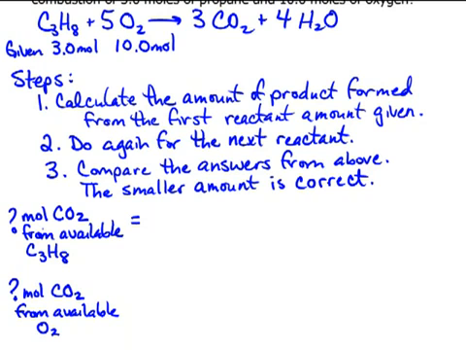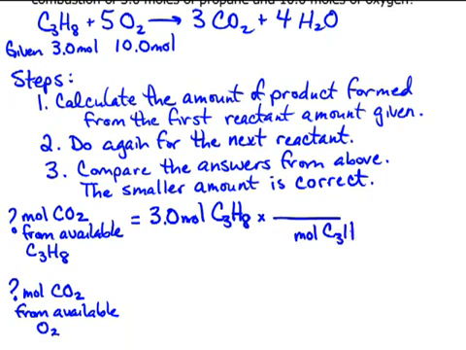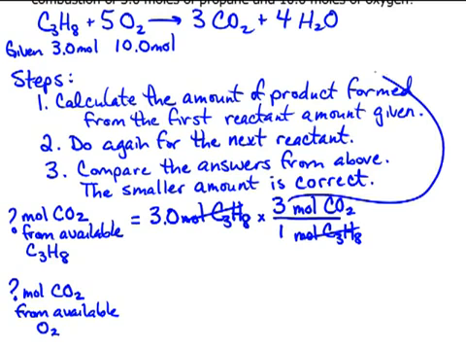From the available C3H8, the available amount is 3.0 moles of the propane. Now I need to convert it from moles of propane to moles of CO2. I do that by the mol-mol ratio. Put the moles of C3H8 on the bottom so it divides out, and the moles of what I want on the top. The numbers still need to go in there. I get those numbers from the balanced chemical equation. So this 3 came from the balanced chemical equation right there.